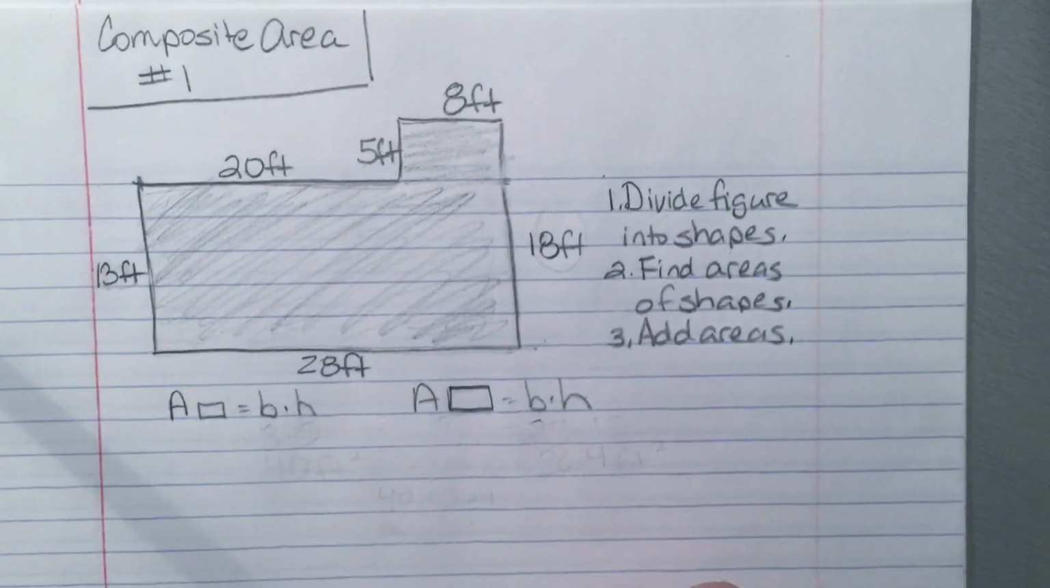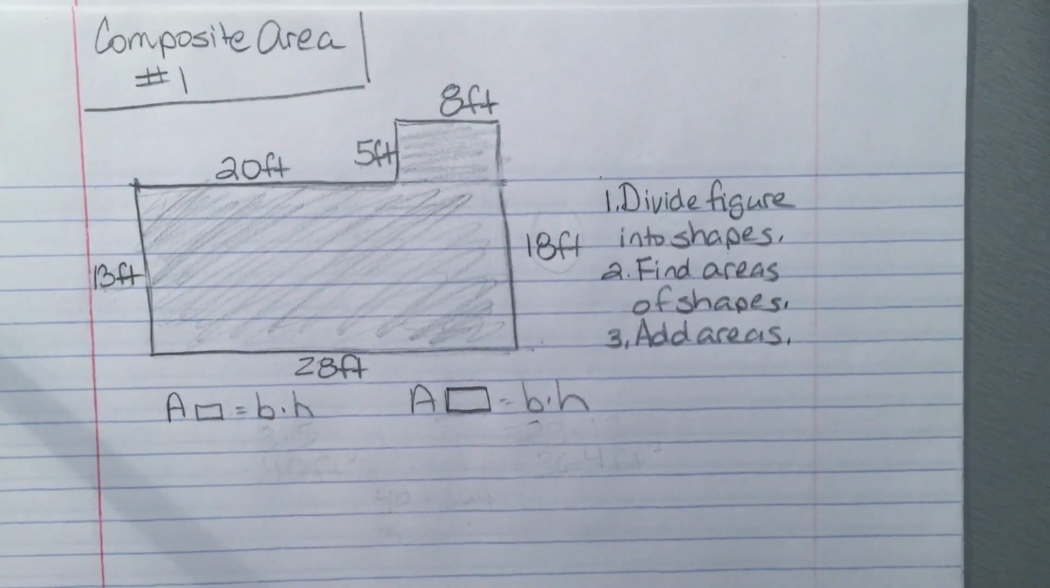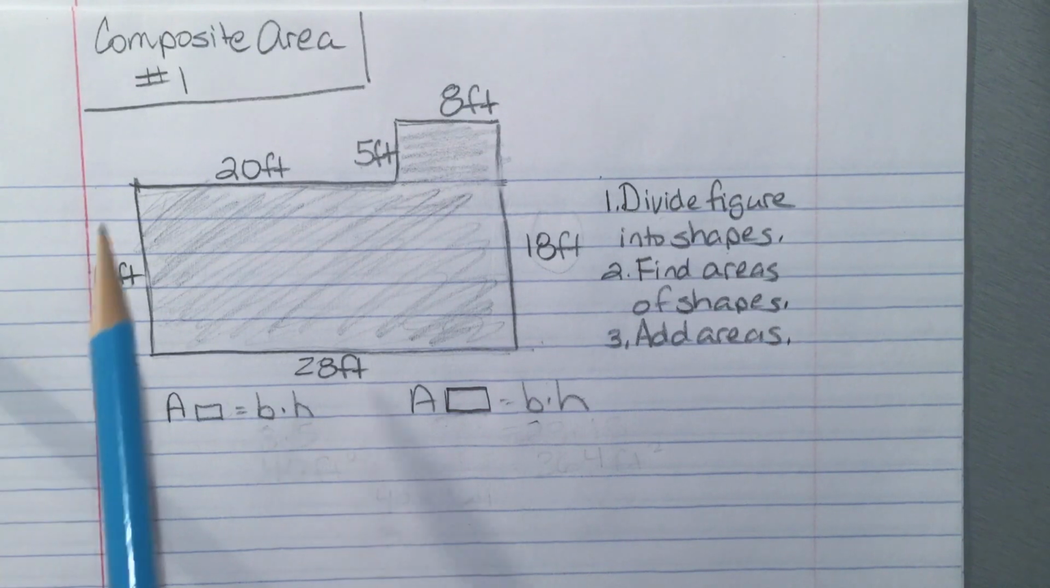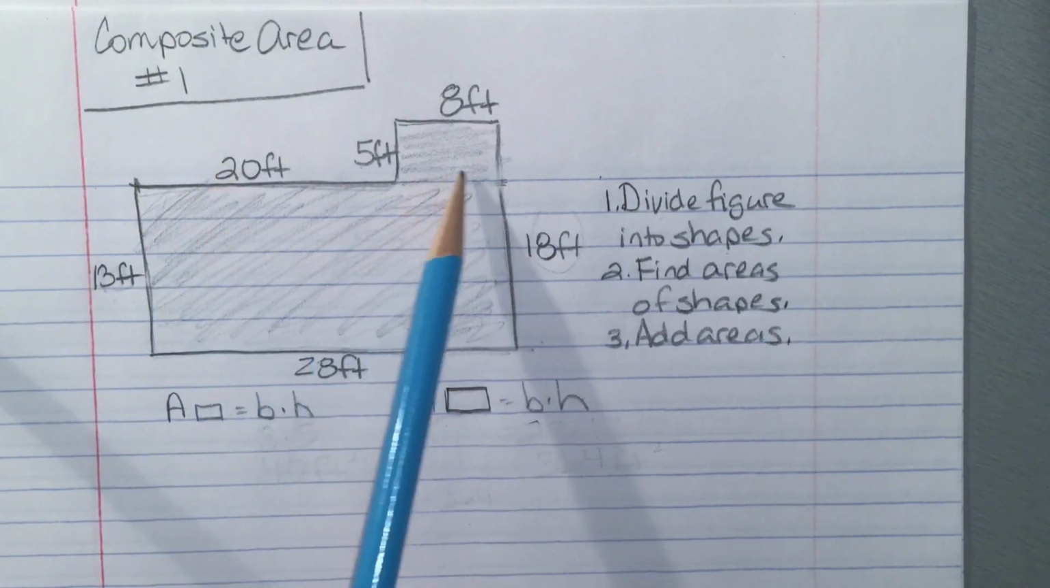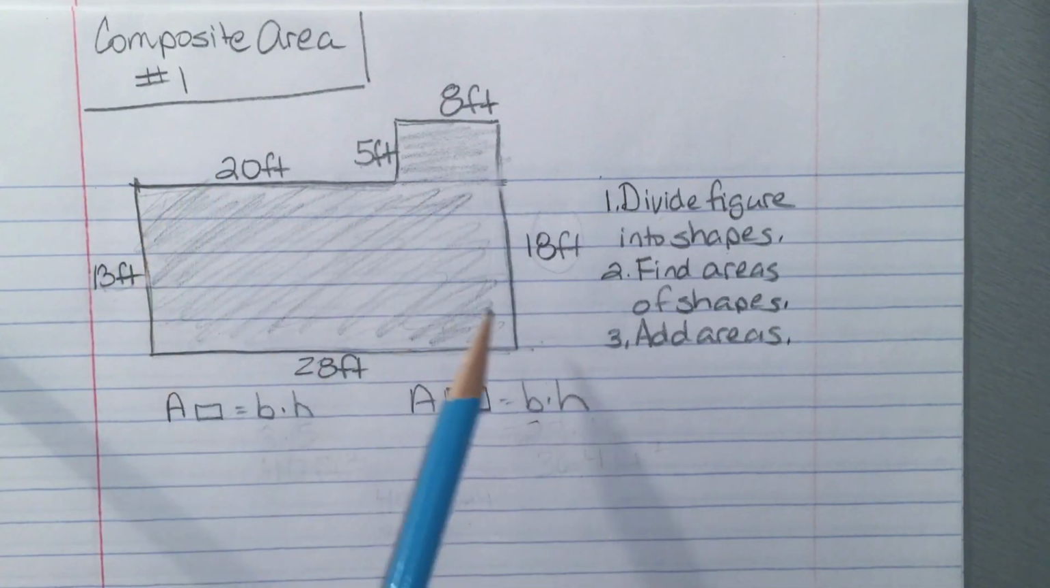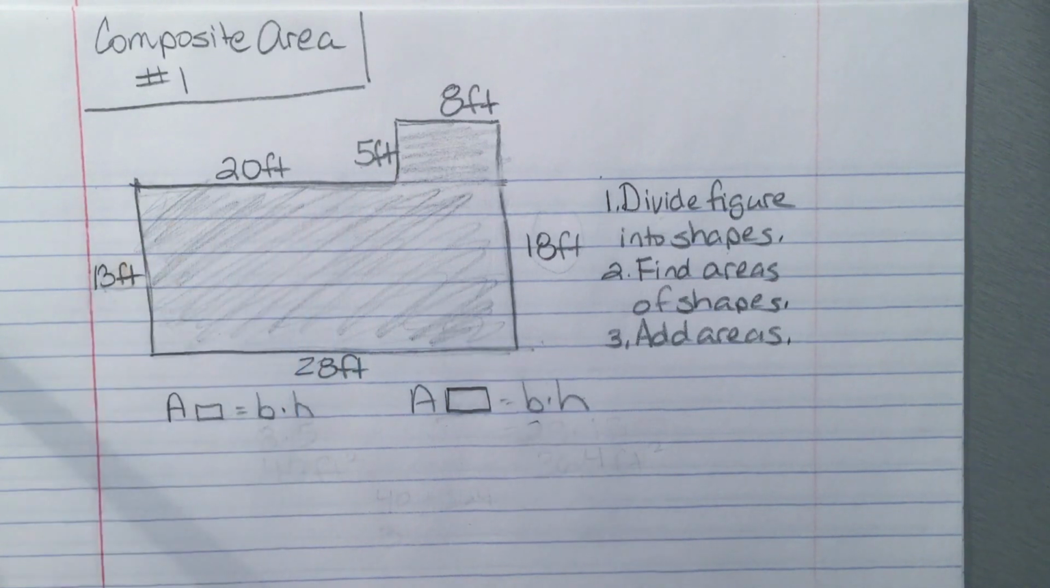Hi, this is the first in my series of composite area problems for 7th and 8th graders. This example requires us to find the area of this strange figure. We don't have a formula that will help us to find that area, so we're going to have to figure out how to solve this problem of finding the area.